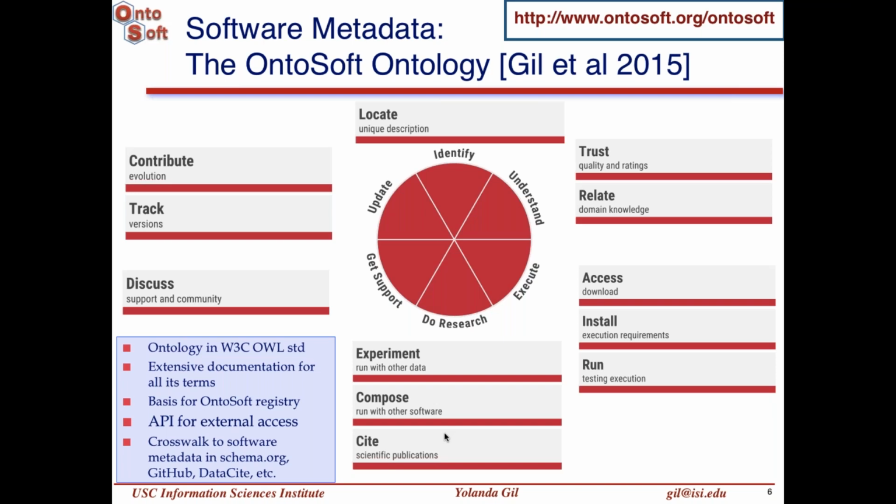So those are major categories, and we went through those and created an ontology that we call the OntoSoft ontology. There's a pointer to it on the screen, and it's available in the OWL standard. There's extensive documentation for all of the terms. It is a basis for the design of the OntoSoft registry. We use it as an API for external access, and we've done a crosswalk to software metadata that appears in schema.org and GitHub, DataSide, and many others.